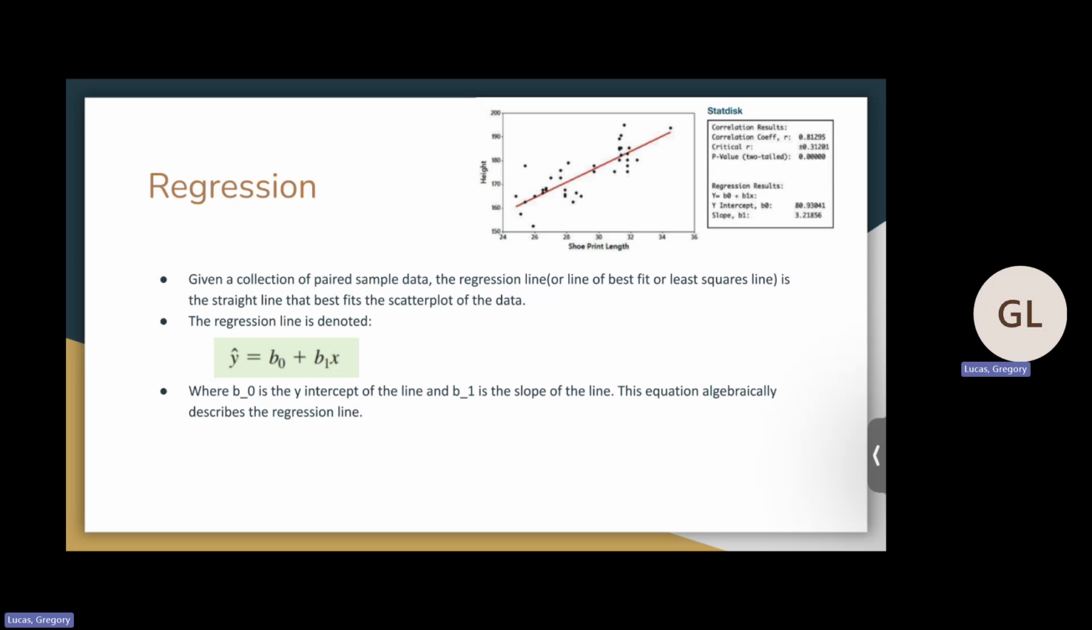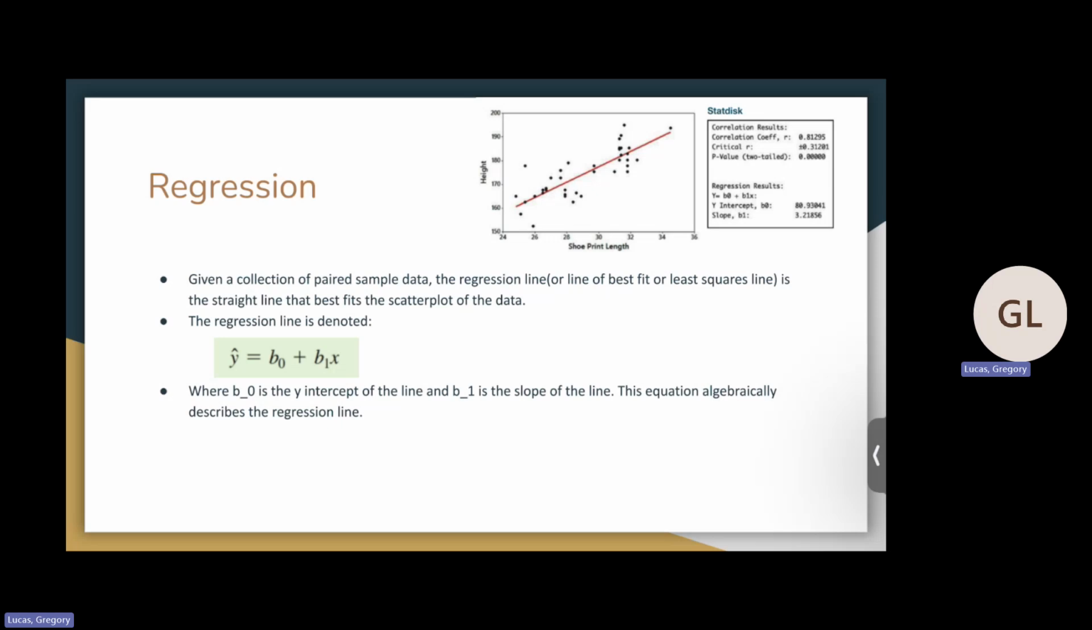So we have what's called regression lines. Again, we're going to use technology to find this. We're not going to compute it. I'm going to explain it here, but for this class, we're going to use technology to find everything. And we'll do that all in our labs, but I'm going to introduce it now. So given a collection of paired sample data, the regression line, or sometimes called line of best fit or least squares line, all interchangeable, all mean the same thing, is the straight line that best fits the scatter plot data.